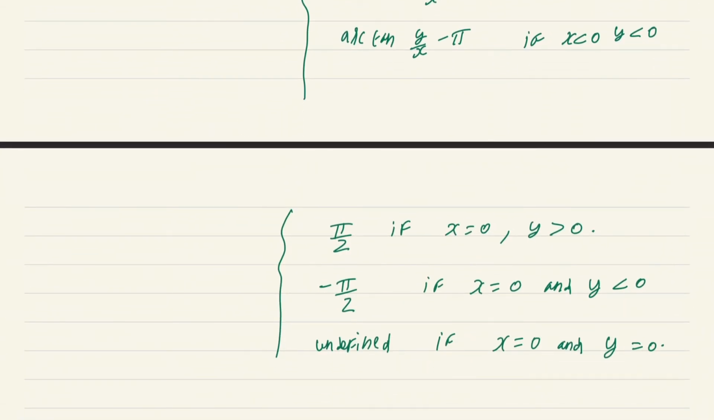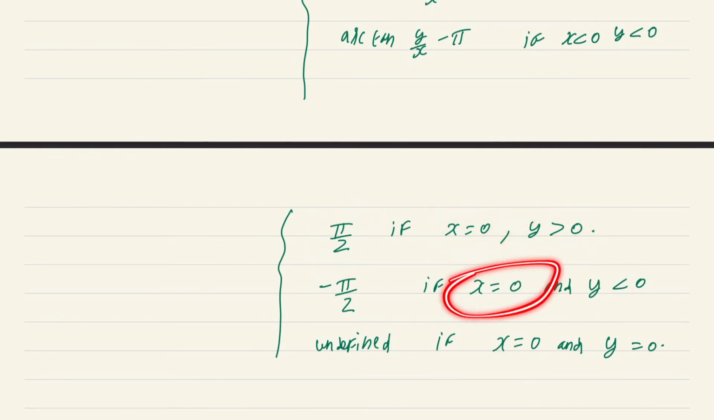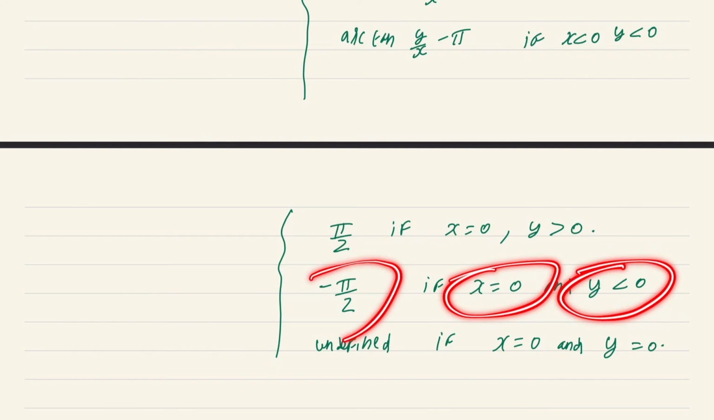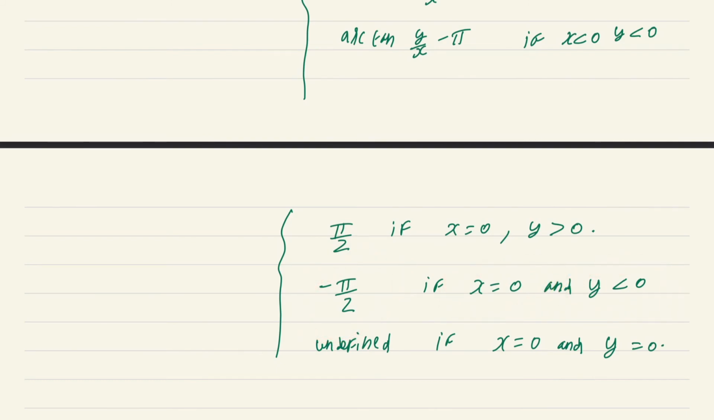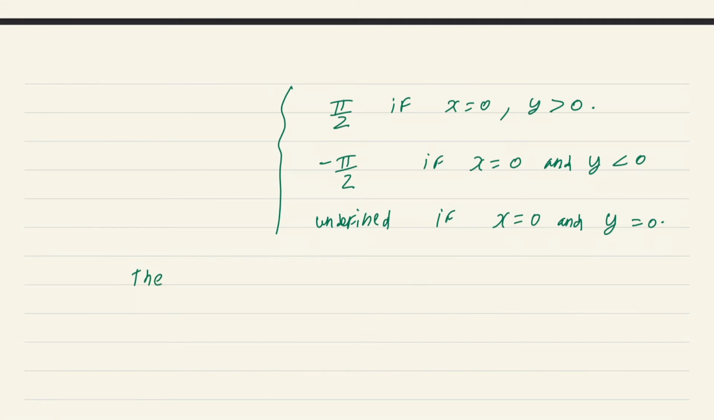Now there's still some portions left. If x is 0 and y is greater than 0, it's defined to be pi by 2. If x is 0 and y is less than 0, it's defined to be minus pi by 2. And at the origin, it's undefined. So this function atan2, the range of this function is the closed interval minus pi to pi.